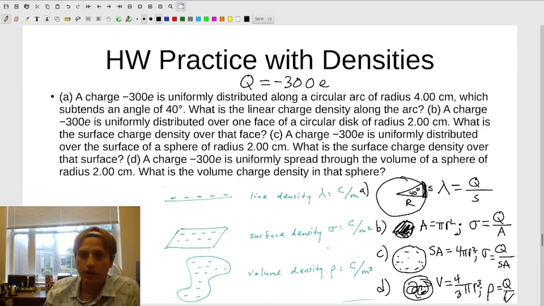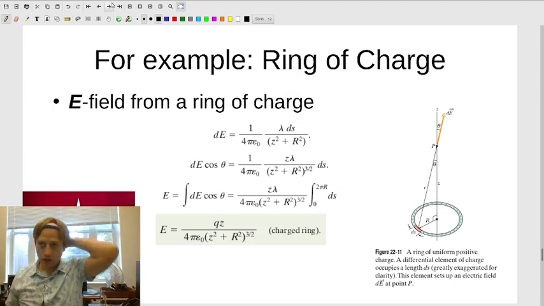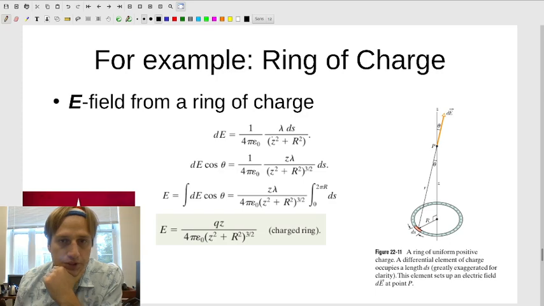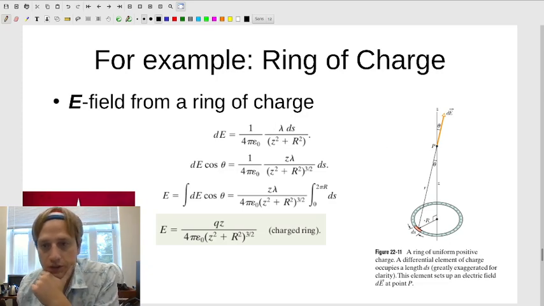Okay, so I just gave you that problem to get you comfortable thinking about what are the units on each one of these types of quantities. Now, in your book, they give you a couple of different interesting examples where they calculate the electric field from various geometries. So here's, for instance, if you have a ring of charge, what I want you to think about is that you can split that ring of charge into differential quantities.